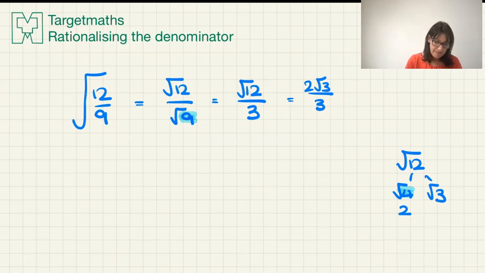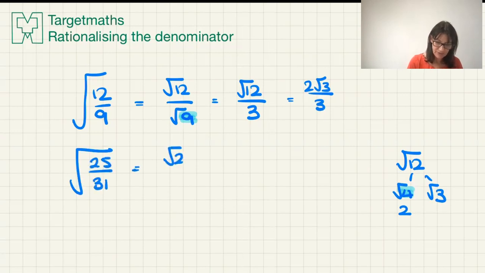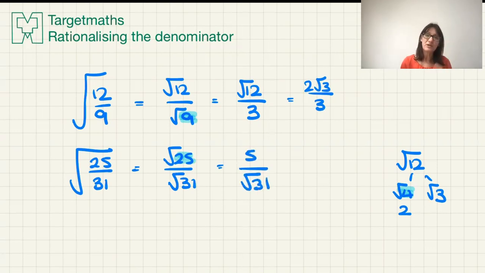Okay. But if I gave you this one, root 25 over root 31, we can go through that same process. My square number is here, which is helpful. Square root of 25 is 5, and that is what I've got left once I've simplified that one. I'm looking at the root 31 and asking myself, will that simplify any further? It's a prime number, so it isn't going to simplify any further. So that's it. It's in its simplest form as root 31.